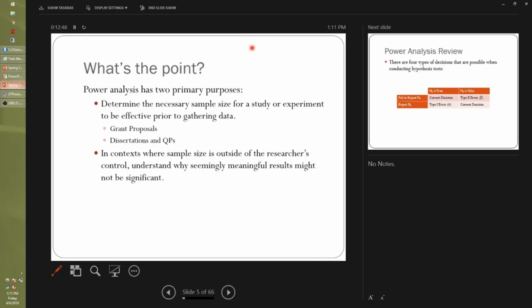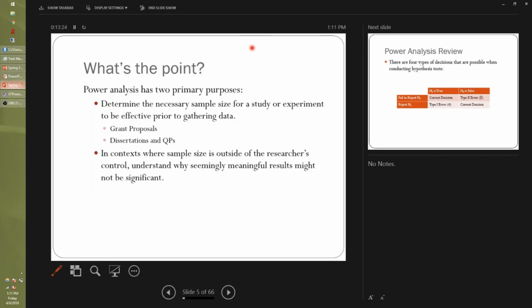Okay, so what is the point of power analysis? I think of it as having two purposes. The first, most common one is determining the necessary sample size for an experiment to be effective prior to gathering data. And by effective, I mean if you get an effect of some treatment or intervention that you think is big enough to be meaningful, making sure that you get a sample that's big enough that you will probably get statistical significance in your analytic model for that meaningful effect size.